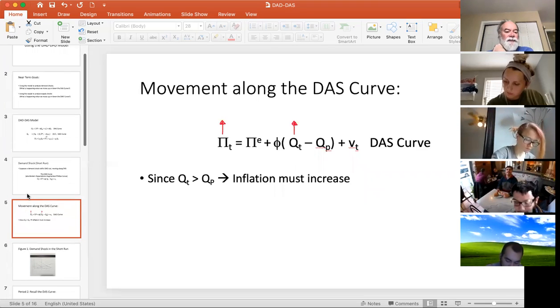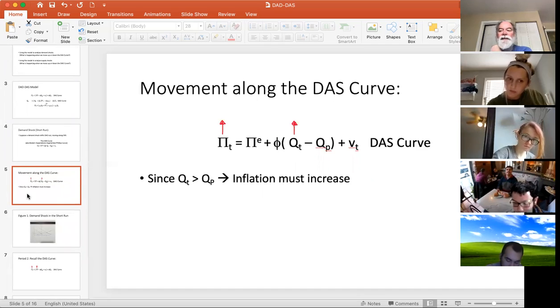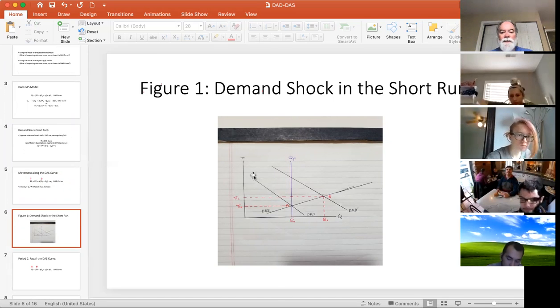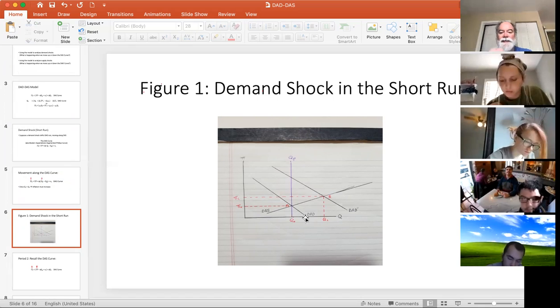Does everybody see that? Anybody have questions? Dang, you're not confused yet? We can see what's going on here in figure 1. Okay. We have our DAD curve, we have our DAS curve.